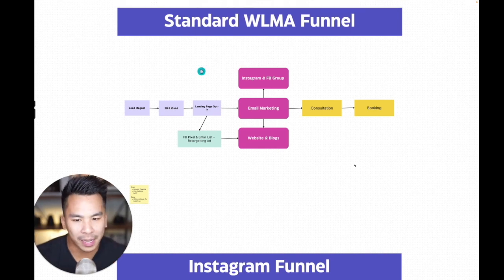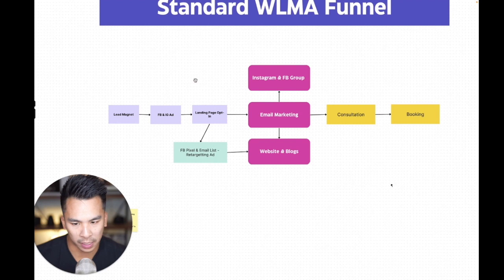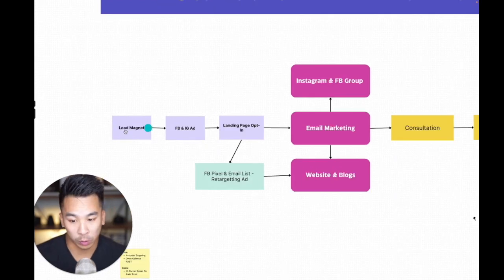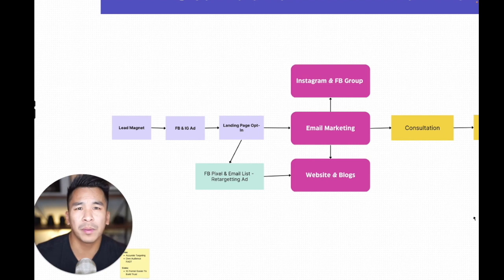So pretty much the standard WLMA marketing funnel looks like this. We have a Facebook or Instagram ad where we're advertising a lead magnet. The whole purpose of the lead magnet is to get newly engaged couples to opt into our funnel. We don't want to be marketing about booking your wedding photography or anything like that yet. There's not enough trust. So we have to use either free or low cost lead magnets to get people actually interested and opt into the funnel in the first place.